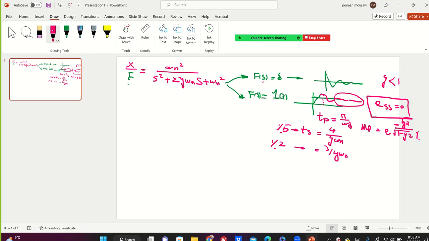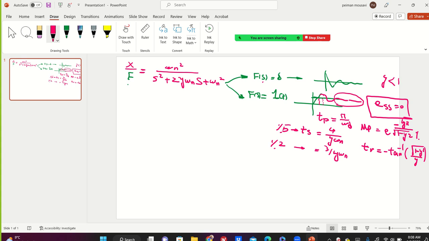And also we got the rise time, the first time that you have Tr. I think that it was, if I'm not wrong, let's look at your notes, it's minus tangent inverse of square root of 1 minus zeta squared over zeta. That's right, it was like this.